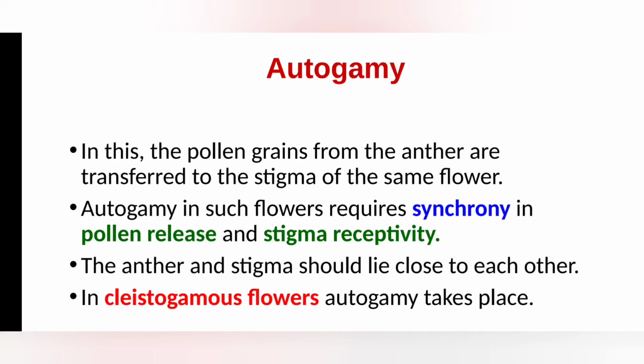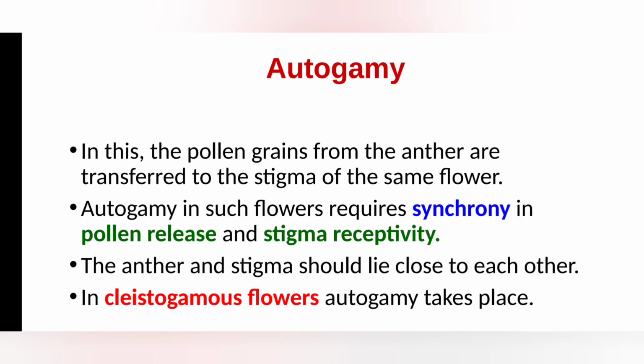So in order for autogamy to take place, there must be a synchrony between pollen release and stigma receptivity. That means the release of pollen and the receptivity of stigma should take place at the same time. Another thing is the anther and stigma should lie close to each other.